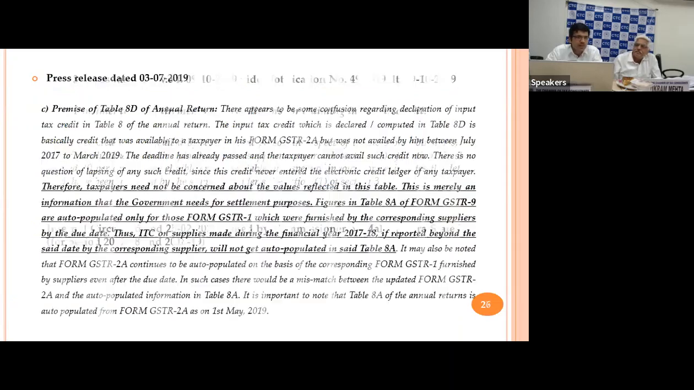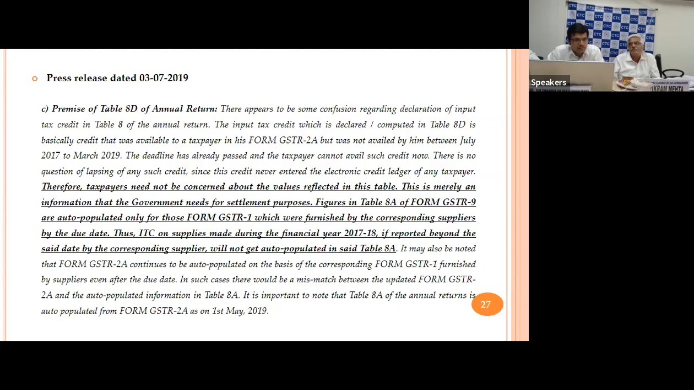And some gentleman was referring to this press release. I just read the highlighted portion. Taxpayers need not be concerned about the values reflected in this table. This is merely information that the government needs for settlement purposes. Figures in 8A of Form GSTR-9 are auto-populated only for those GSTR-1 which were furnished by the corresponding suppliers by the due date. Thus, ITC on supplies during financial year 17-18, if reported beyond the said date by the corresponding supplier, will not get auto-populated in table 8A.